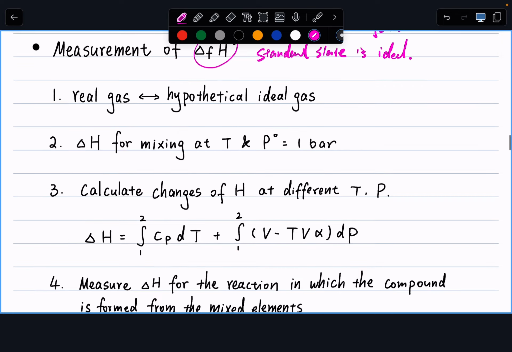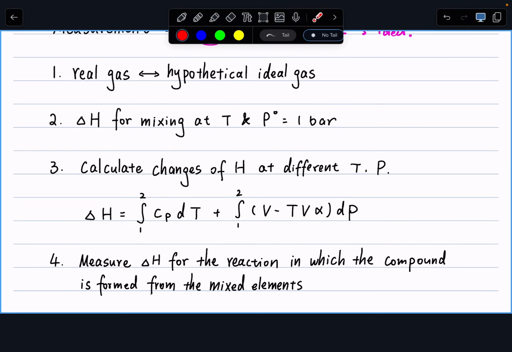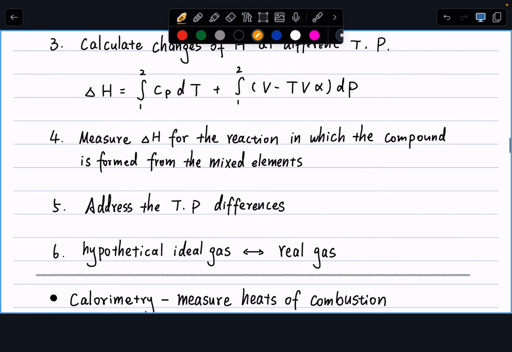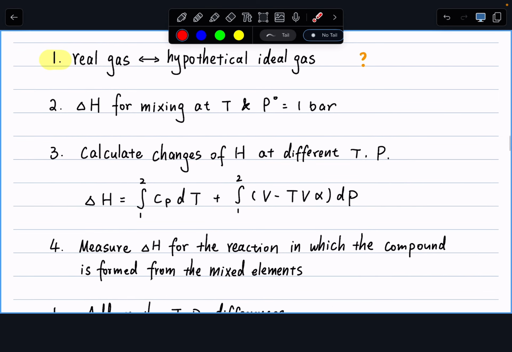So the best thing we can think about is, let's say we start from a real gas. The first step here is to somehow convert the real gas into a hypothetical ideal gas. So this is the first question here. How do we interconvert a real gas with a hypothetical ideal gas? So we'll put a question mark here. That's our question 1. After we make the real gas into a hypothetical ideal gas, the next question is, what is the delta H of mixing at a certain temperature and pressure?